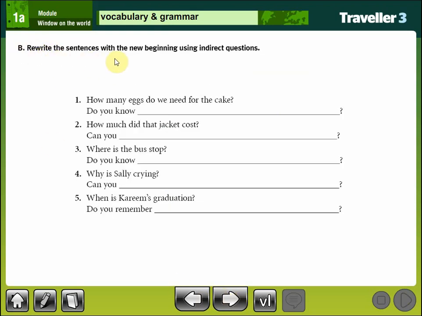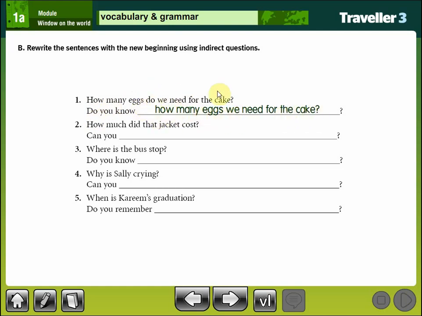Question B. Rewrite the sentences with the new beginning using indirect questions. So it's quite easy here. Instead of giving a direct question, you make it into an indirect question. So question number 1, how many eggs do we need for the cake? You start your question with, do you know, can you tell me, do you remember, whichever one you like. But here we start with, do you know how many eggs? So we need to change this from a question into a sentence. So, do you know how many eggs we need for the cake?